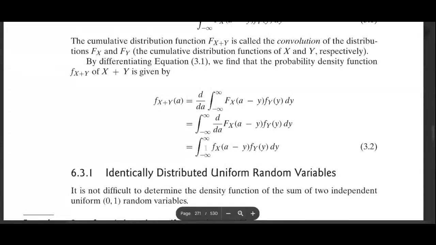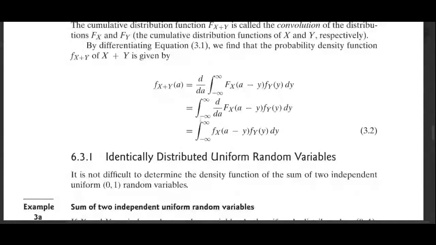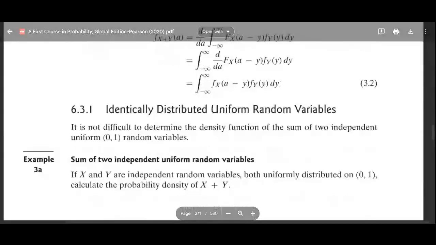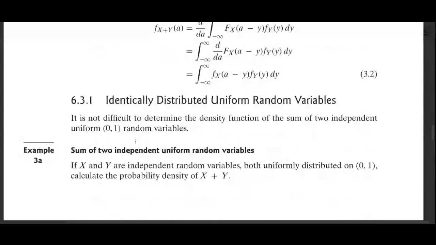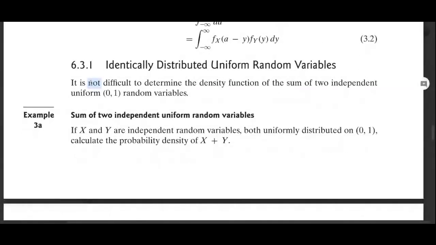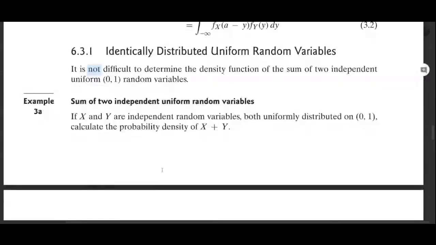So this represents the density function, the integral of fX(a − y) fY(y) dy. You may argue you could also write this as the integral of fY(a − x) fX(x) dx. Let's see this one: identically distributed uniform random variables. It's not difficult to determine the density function of the sum of two independent uniform 0 to 1 random variables.